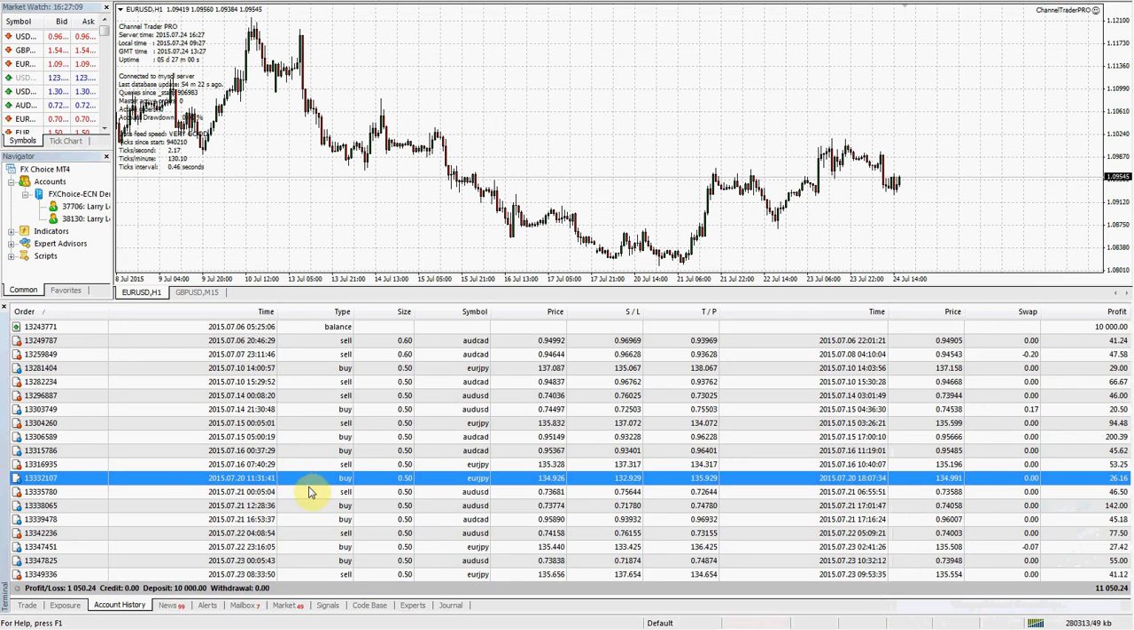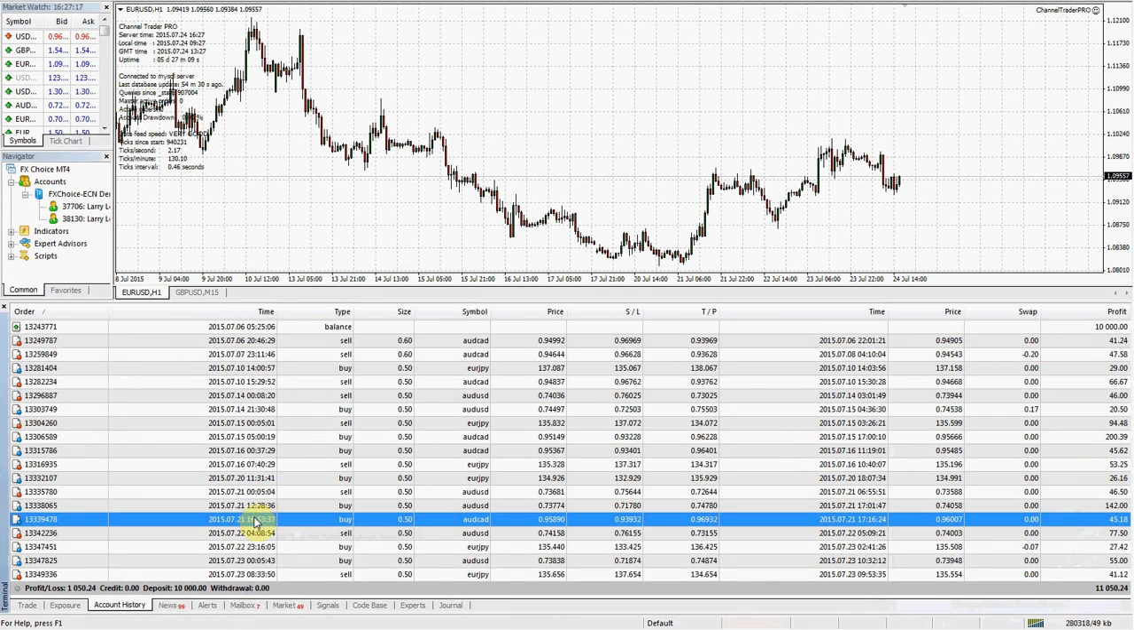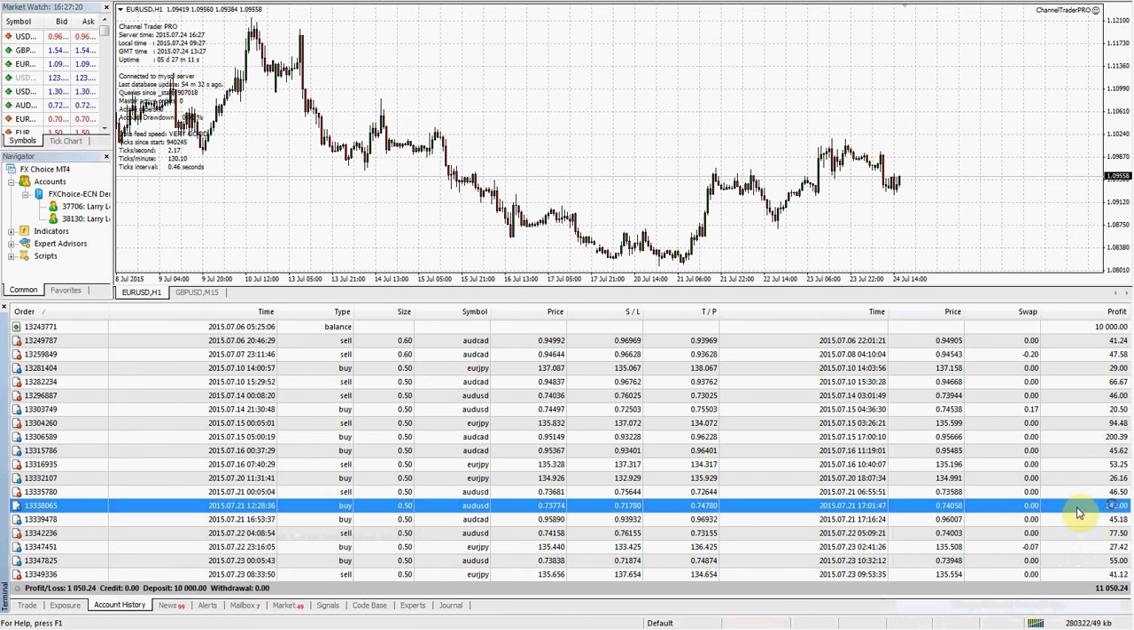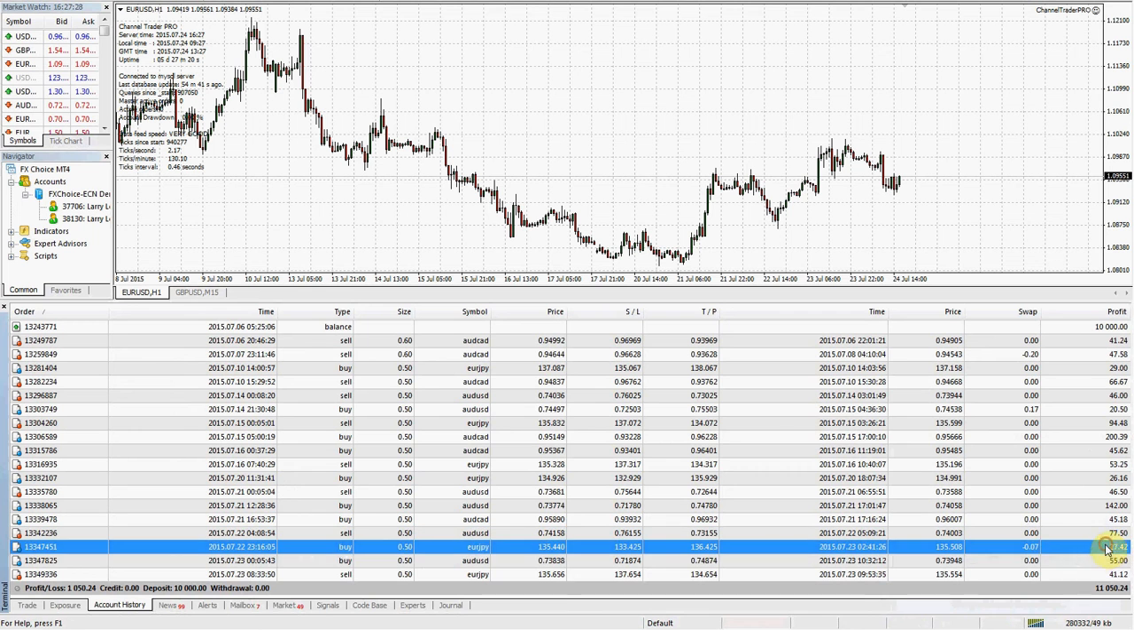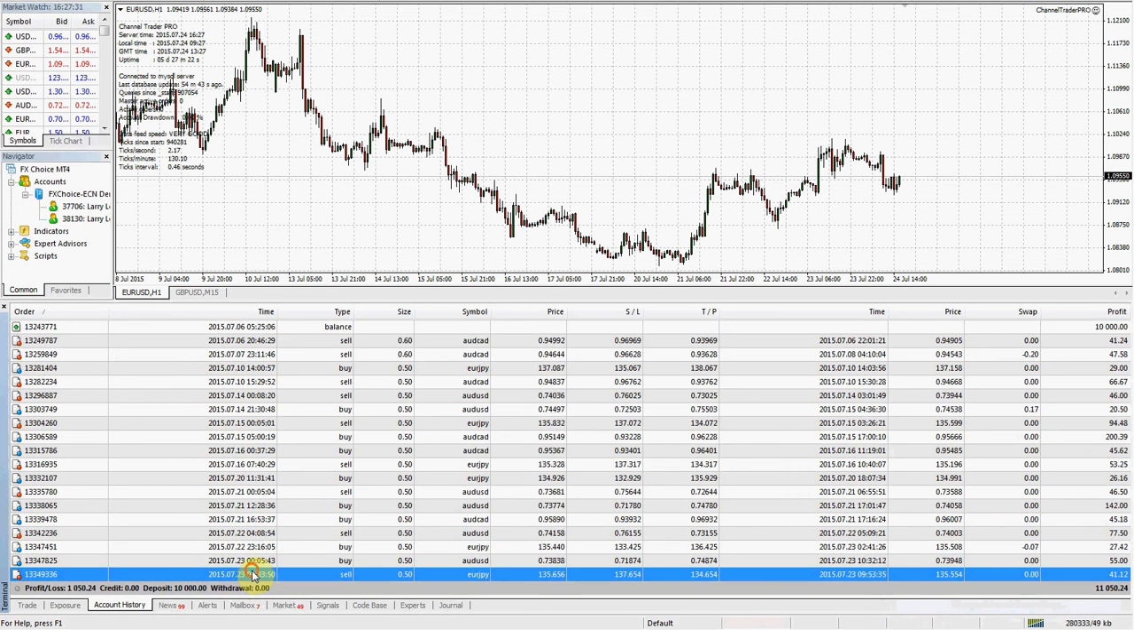This week we had 8 trades. As you can see here on Monday the 20th, we had 1, made $26. On Tuesday the 21st, we had 3 trades. One of them was this beautiful $142 winner. And on Wednesday we had 2 trades. We had a nice $77.50 winner there. And on Thursday we had 2 trades.